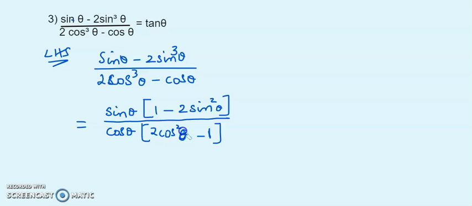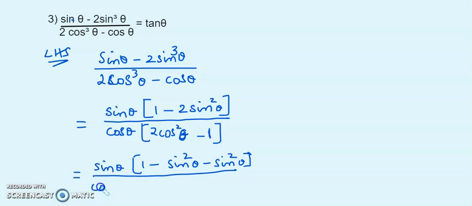Now I'm going to write this 2 sine square theta as sine square theta plus sine square theta, with the minus sign: minus sine square theta minus sine square theta. And 2 cos square theta, I'm going to write as cos square theta plus cos square theta, as a plus a is 2a. So I'm just opening it up as a plus a. Same rule I'm applying here. I'm having 2 sine square, so I'm just writing minus sine square theta minus sine square theta. I have not changed anything in the question, right? Okay. And similarly in the denominator also I'm going to open that.